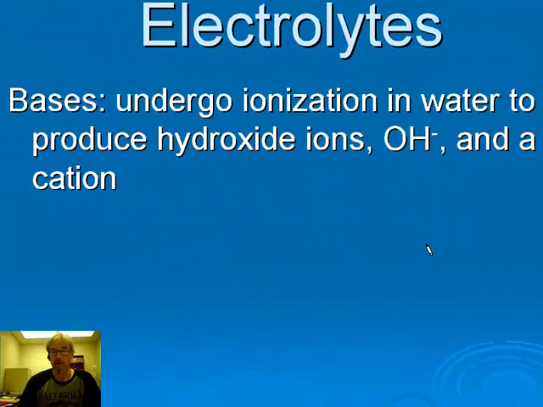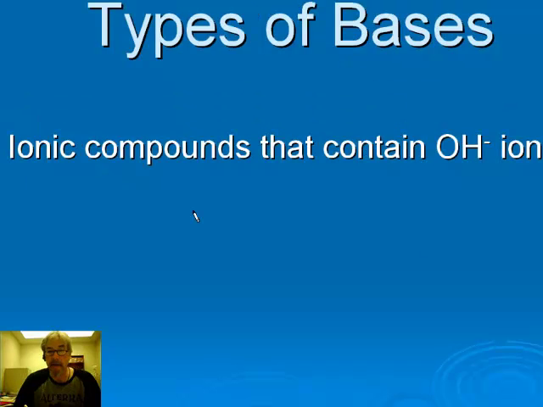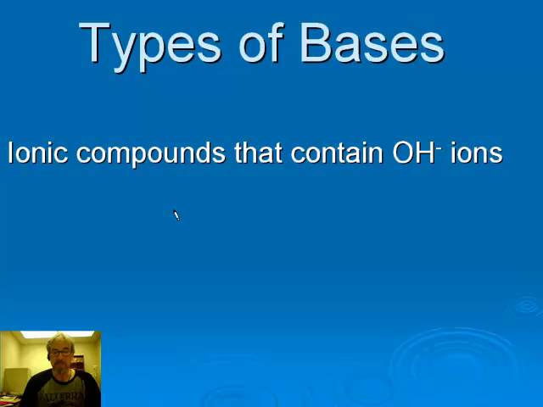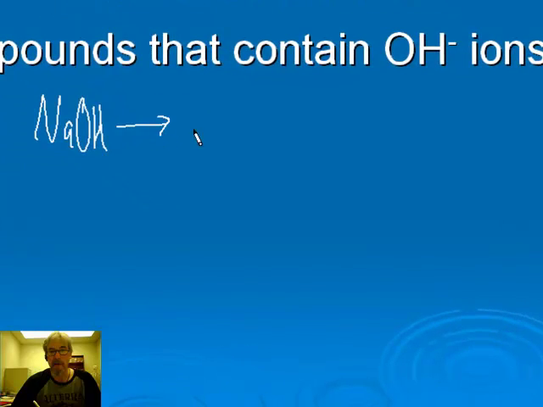Bases are substances that are electrolytes, and these are things that undergo ionization in water to produce hydroxide ions, which are OH-, and a cation. So here are the types of bases that are available. One is just simple ionic compounds that contain hydroxide ions, like sodium hydroxide, NaOH, which is lye, a common household substance for cleaning drains and things. This is just an ionic compound, and it dissociates to give you Na+ and OH- ions.